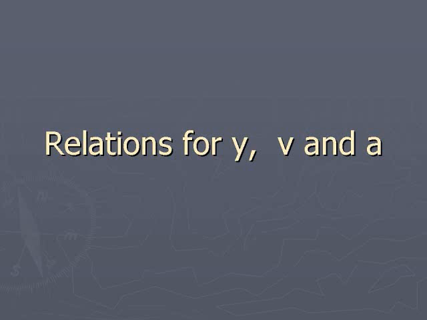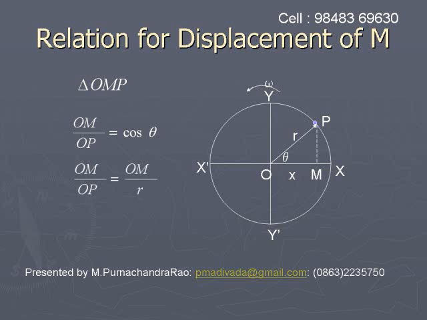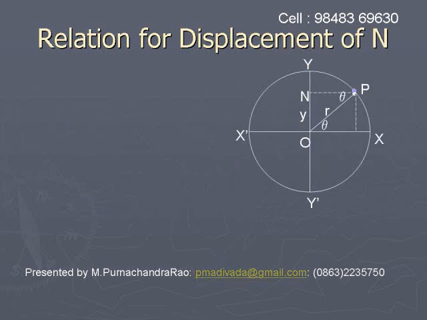Relation for displacement of M. M is the foot of the perpendicular on x prime. From triangle OPM, OM by OP is cos theta. OM is x. So x by r is cos theta, or x is equal to r cos theta.